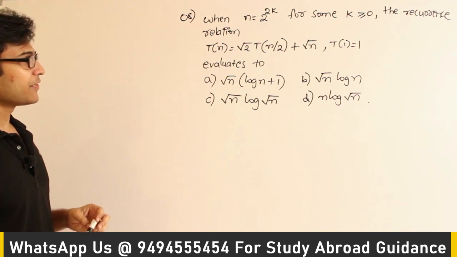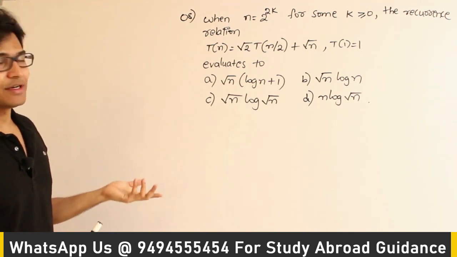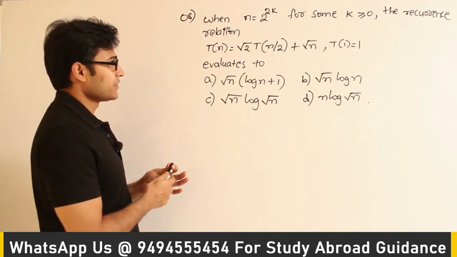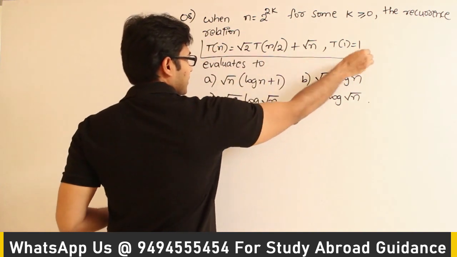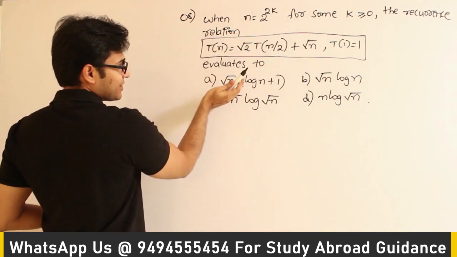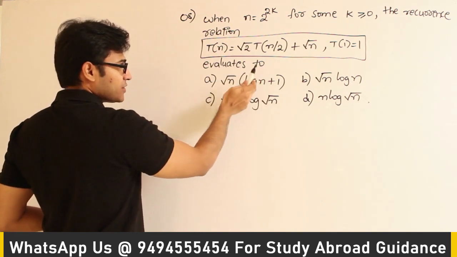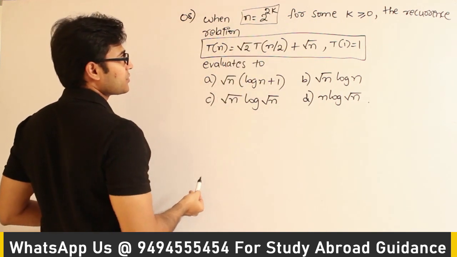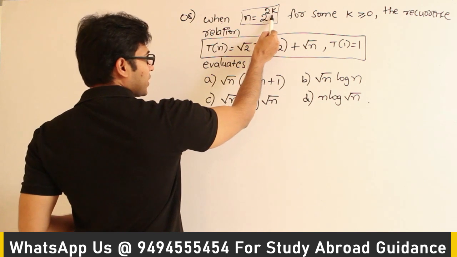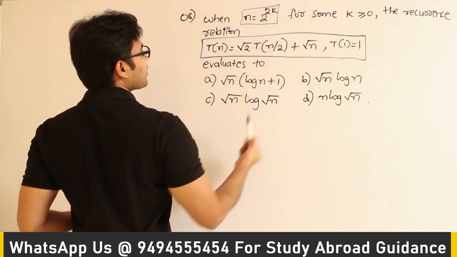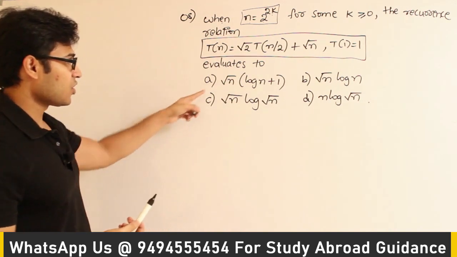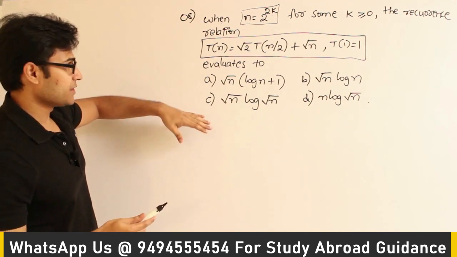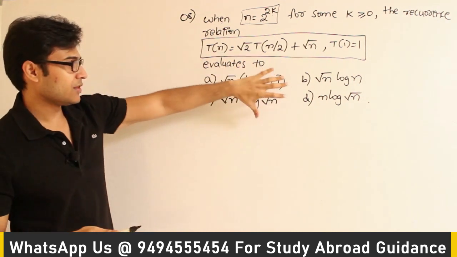Actually what they have started the question with some other intention, and in the middle they deviated. So what they wanted is, they have given this recurrence relation and they wanted a solution for this, and after finding out the solution, then in place of n they wanted to substitute n equal to 2 power 2k. If you observe this question, when n equal to 2 power 2k for some k greater than or equal to 0, the recurrence relation evaluates to. That is what they wanted to ask, which means the option should be in terms of k, but then they didn't complete the answer, they just evaluated it and they have given the answer there.